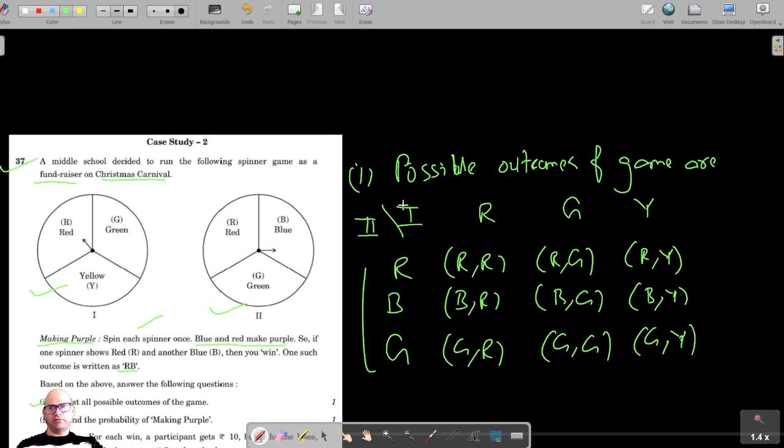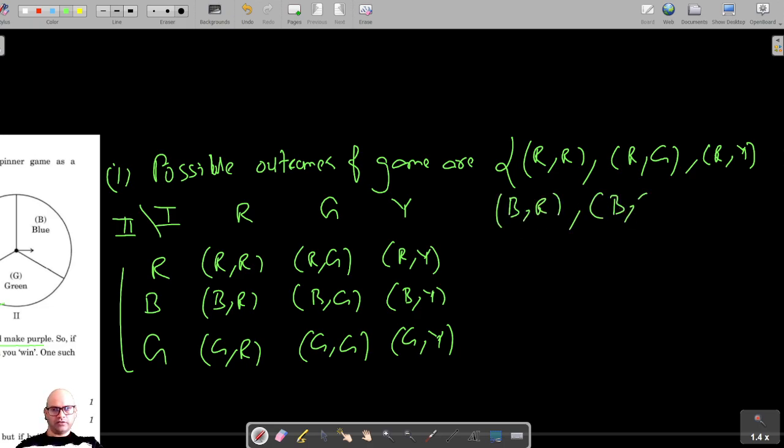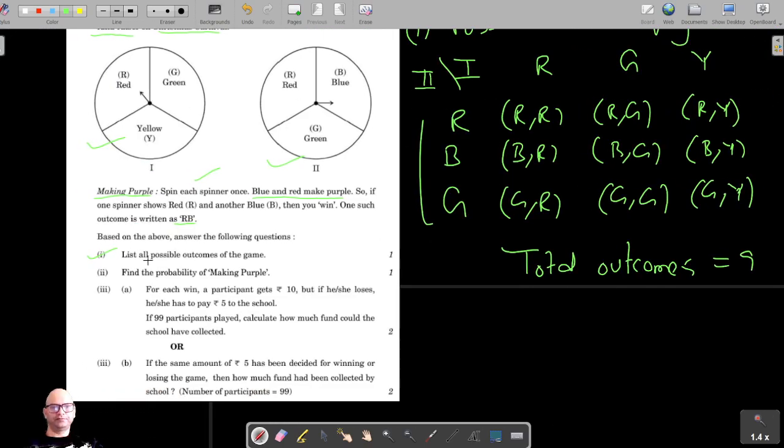We can write the possible outcomes of the game as red red, red green, red yellow, blue red, blue green, blue yellow, green red, green green, and green yellow. This is the sample space, and we have a total of 9 outcomes.